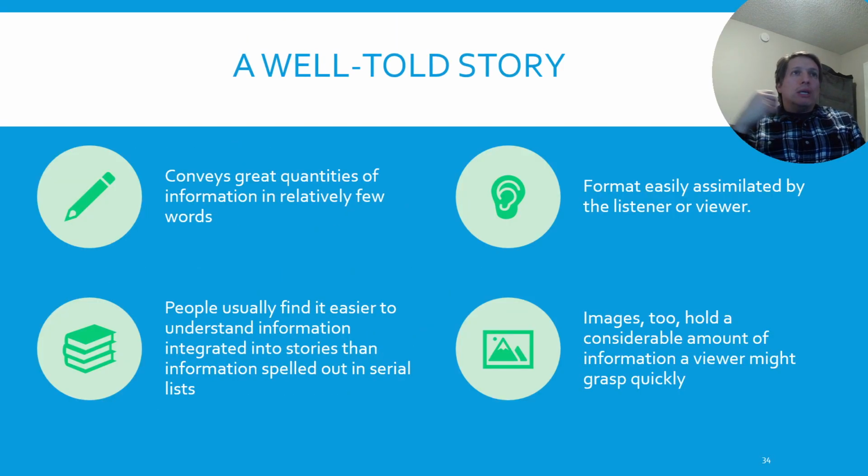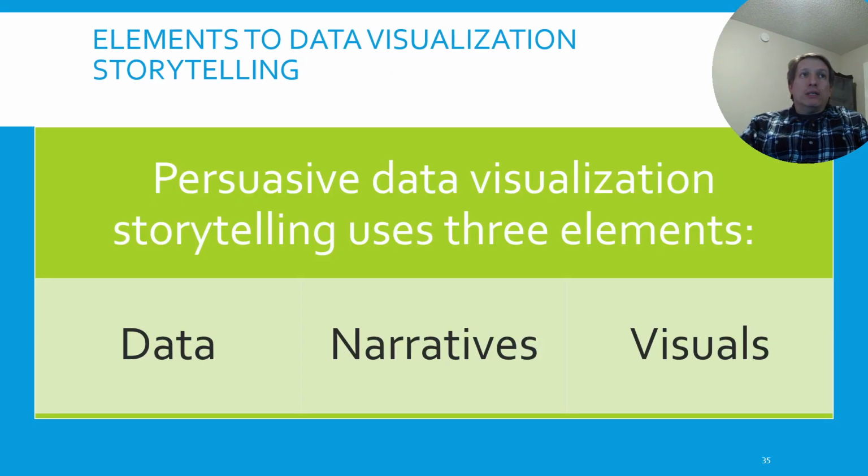And if we want to have a checklist, then when you have a well-told story, you're going to be able to convey a great quantity of information with few words. And the format has to be easily assimilated by the listener or the viewer. People usually find it easier to understand information that you put into stories than information that is just spelled out as a serial list or just calling numbers and things like that. It becomes just a landscape. And remember, images convey a lot of information and they can fill the gaps really easily.